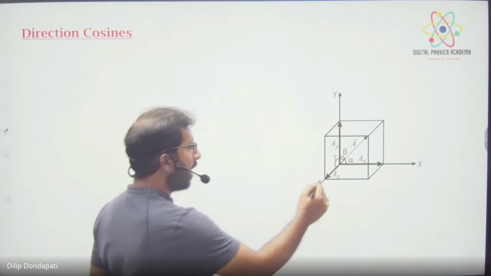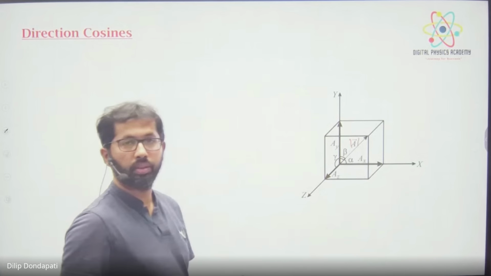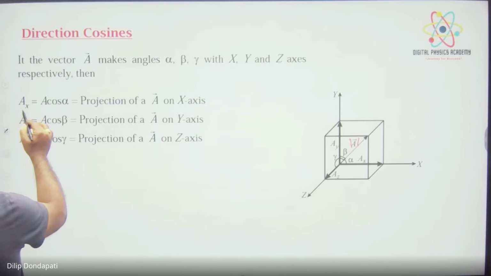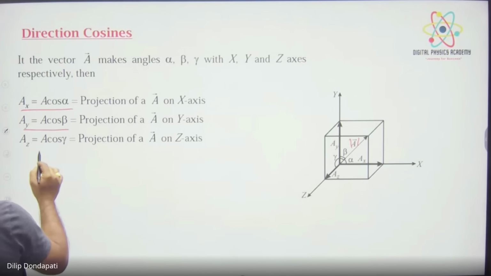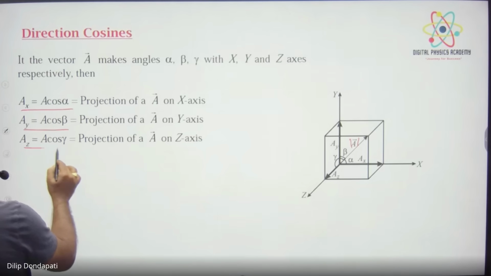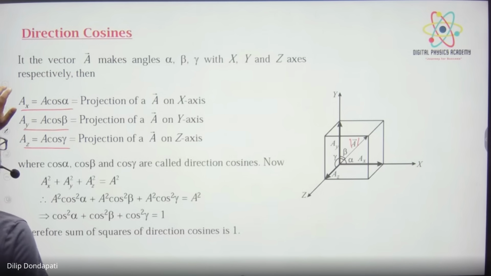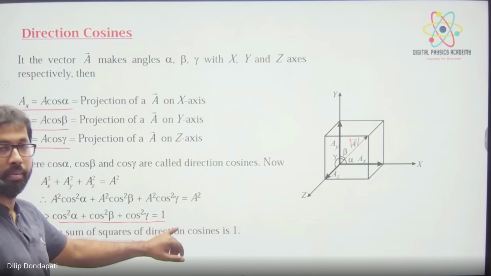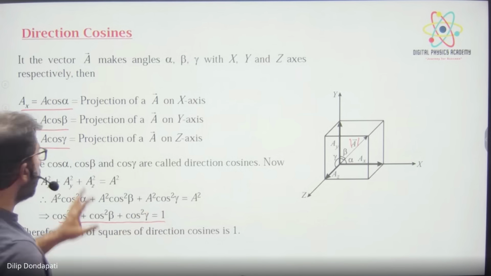This is nothing but magnitude only. I'm talking about magnitude. So we also learned the formula. Ax is a cos alpha, ay is a cos beta, az is a cos gamma. And we learned the formula cos square alpha plus cos square beta plus cos square gamma is equal to 1. And from this, what is cos alpha?